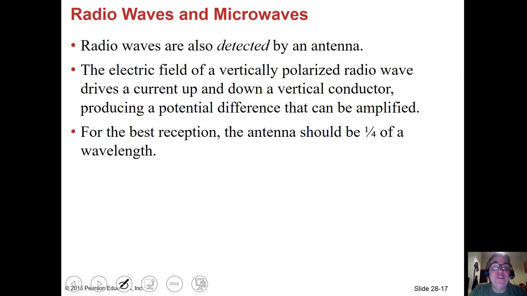So radio waves can also be detected by an antenna. If you have an antenna set up and this wave travels to you, the electric field can interact with the antenna, and you could read the signal that way. So the electric field of a vertically polarized wave, again it goes back to chapter 25, interacts with the electrons in the antenna, moves them around, and that's the signal that you detect.